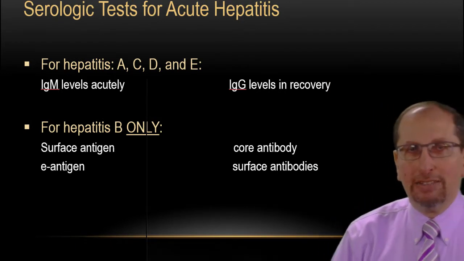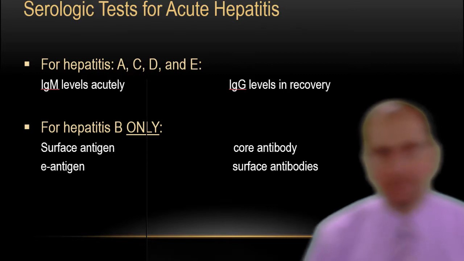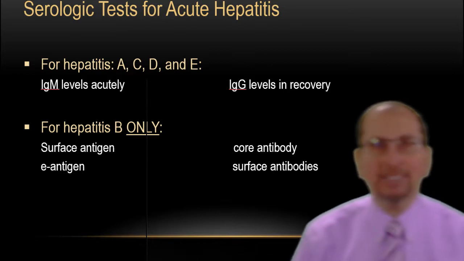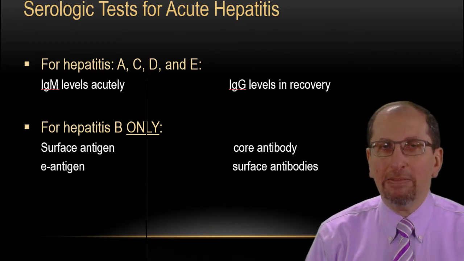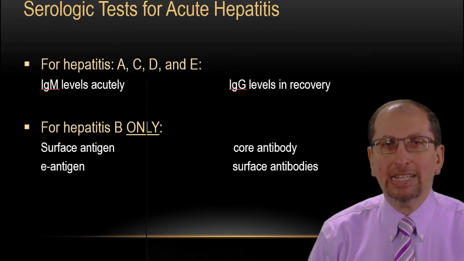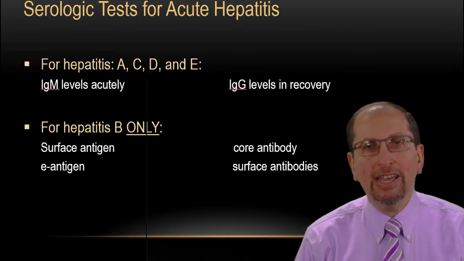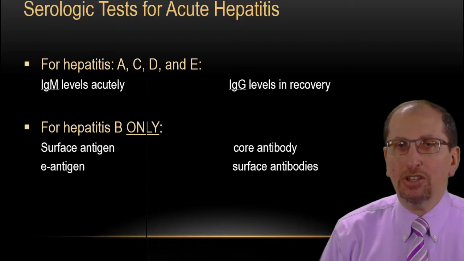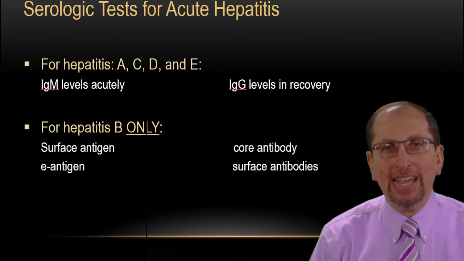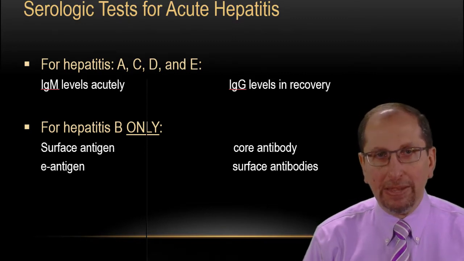How do we differentiate between the different types of viral hepatitis? We need to do some serological tests to detect some antibody levels. In hepatitis A, hepatitis C, and hepatitis E, IgM levels increase acutely, followed by elevation of IgG. The surface antigen, the core antibody, the E antigen, and the surface antibodies are done only for hepatitis B.